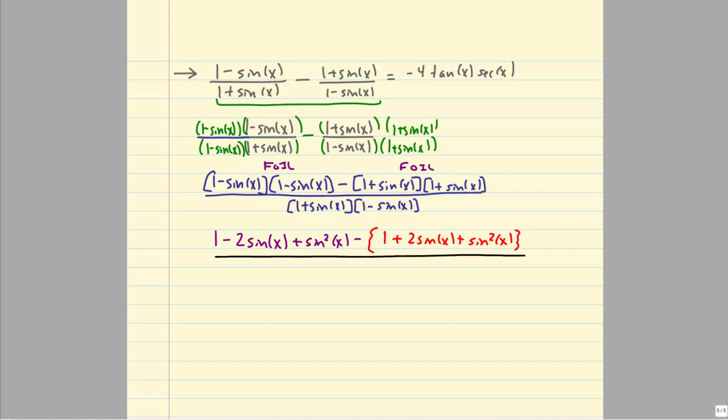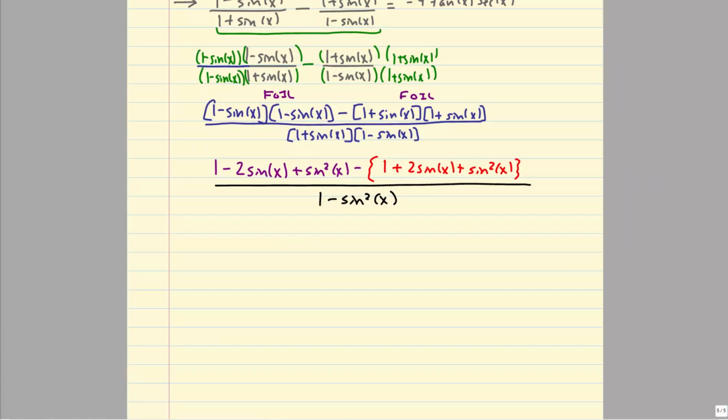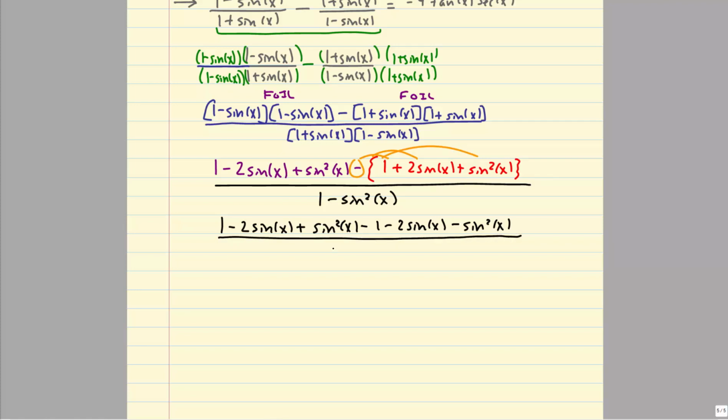And this is all over, multiply here and I'd have 1 plus sine x minus sine x cancels, 1 minus sine squared of x. Now maybe I should have left that factored into 1 plus sine, 1 minus sine, I don't know. I just went ahead and multiplied it and hopefully it'll work out. My next step will be to distribute the negative. So 1 minus 2 sine of x plus sine squared of x, minus 1 minus 2 sine of x minus sine squared of x. So again, that's taking this minus sign and distributing through. This is all over 1 minus sine squared of x.